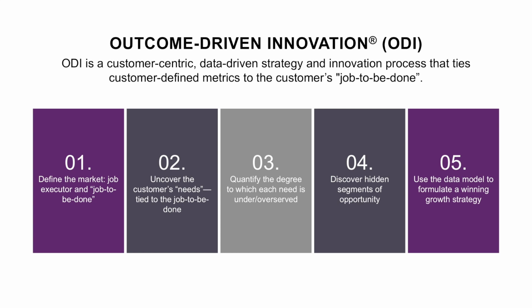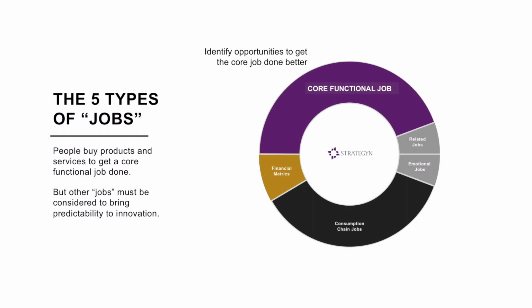I'll spend a little bit of time on sections 1 through 3, but I want to spend more time on 4 and 5 and show how the segments that we discover really dictate the type of strategy that we need to use in order to be successful in the marketplace. So let's get started. There's 5 types of jobs that we look at in our research.